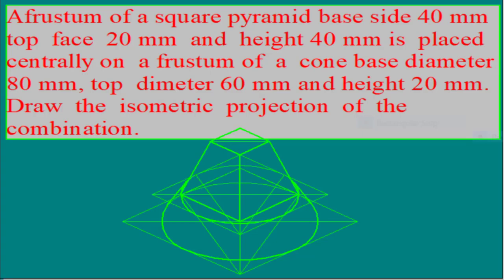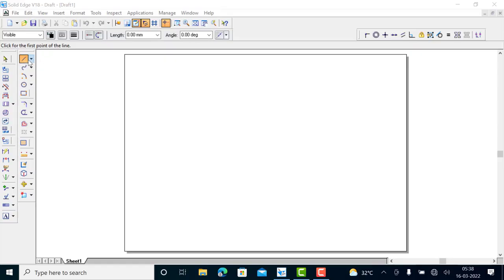Hi everyone, in this video I'll explain the isometric projection of a square pyramid, base side 40 mm, top face 20 mm and height 40 mm, which is placed centrally on a frustum of a cone of base diameter 80 mm and top diameter 60 mm and height 20 mm. To start with, you have to draw the frustum of a cone.